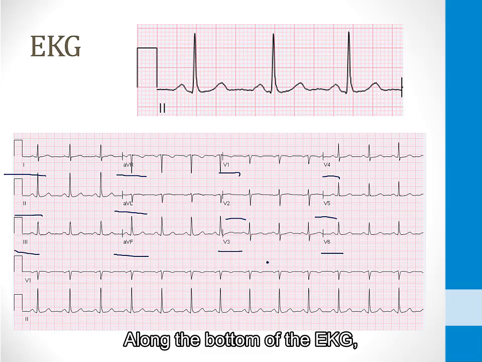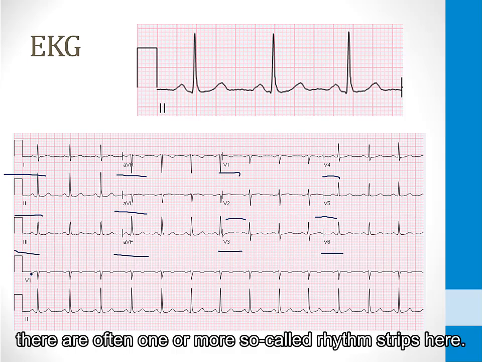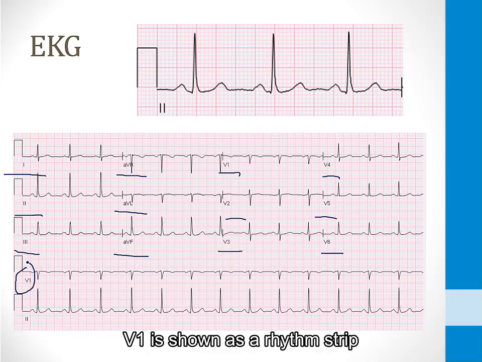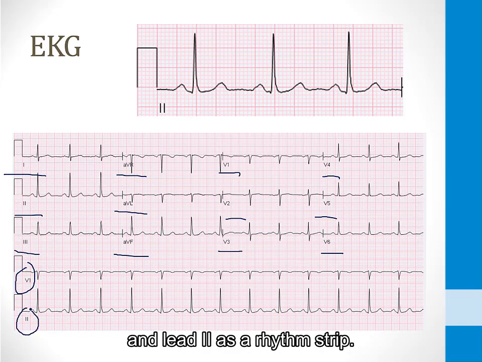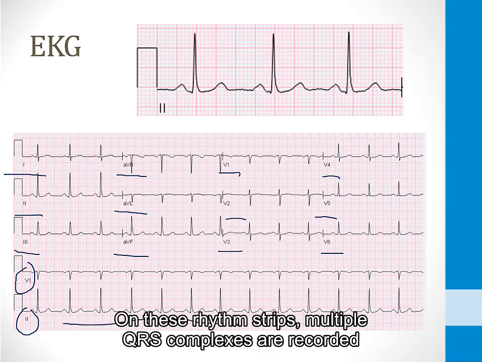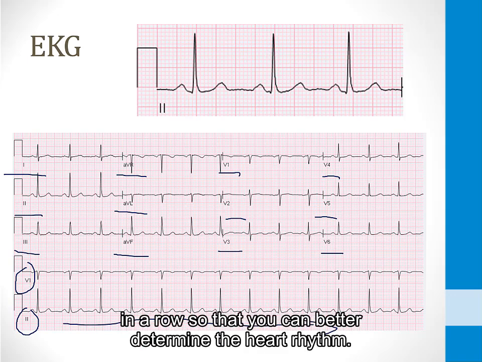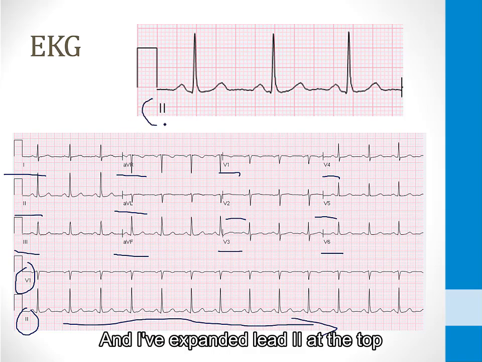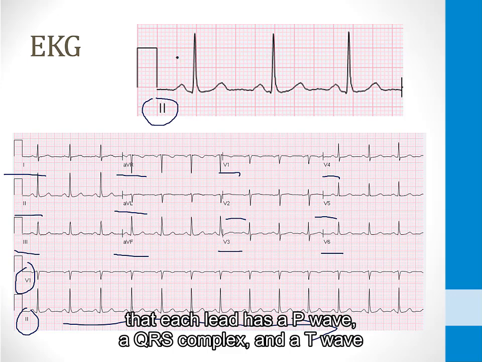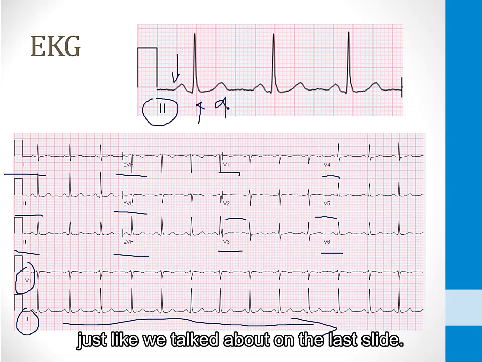Along the bottom of the EKG, there are often one or more so-called rhythm strips. Here, V1 is shown as a rhythm strip and lead 2 as a rhythm strip. On these rhythm strips, multiple QRS complexes are recorded in a row so that you can better determine the heart rhythm. And I've expanded lead 2 at the top of the screen so that you can see that each lead has a P wave, a QRS complex, and a T wave, just like we talked about on the last slide.